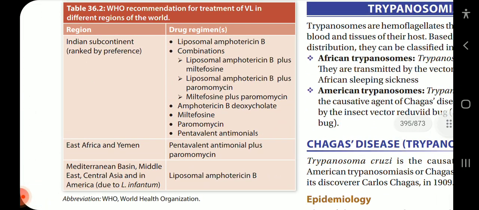Now, the WHO recommendation in region of Indian subcontinent, the regimens are liposomal amphotericin B, combinations of liposomal amphotericin B plus miltefosine, liposomal amphotericin B plus paromomycin, and miltefosine plus paromomycin. Amphotericin B deoxycholate, miltefosine, paromomycin, or pentavalent antimonials. In East Africa and Yemen, drug regimen is pentavalent antimonials plus paromomycin. In Mediterranean Basin, Middle East, Central Asia, and in America due to Leishmania infantum, the drug regimen is liposomal amphotericin B.